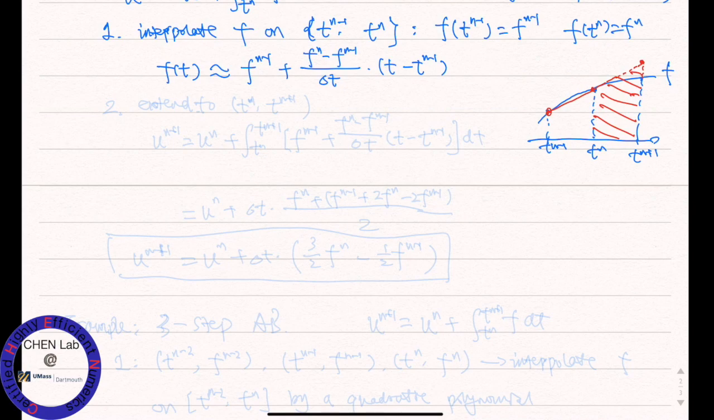With 2 points, we can write down a straight line, right? That's what we did. When t is equal to t_{n-1}, this term is 0, and you get f_{n-1}. When t is t_{n-1} plus delta t, delta t cancels delta t, you get f_{n-1} plus (f_n minus f_{n-1}), so you get f_n. So we satisfy these 2 points, and this is a straight line.